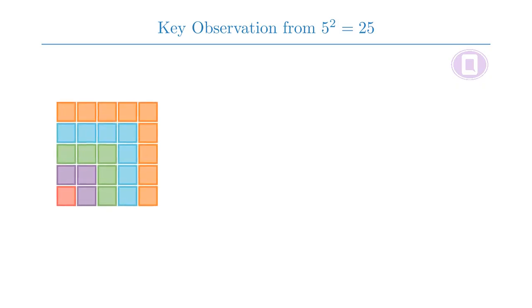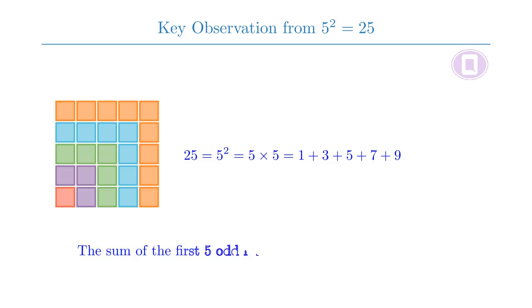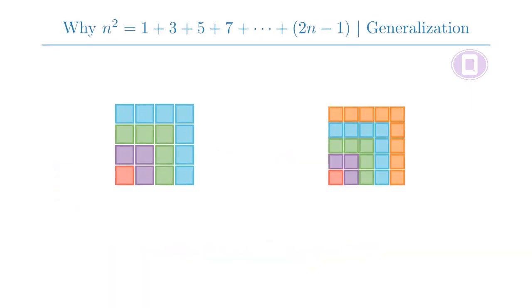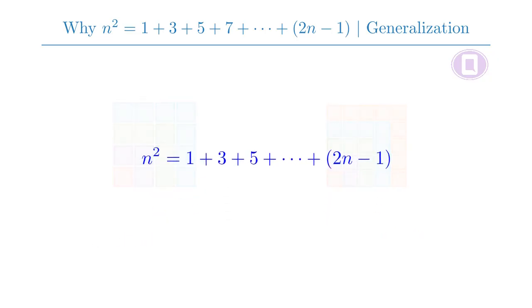Now we observe the pattern for 5. The square of 5 is built by adding consecutive odd numbers. We see that 25 equals 1 plus 3 plus 5 plus 7 plus 9. This again confirms that the sum of the first 5 odd numbers is 25. Let us see the 2 cases, 4 squared and 5 squared. Each square is formed by adding consecutive odd numbers. From these patterns, we can generalize the result. We now move from specific examples to the general form.